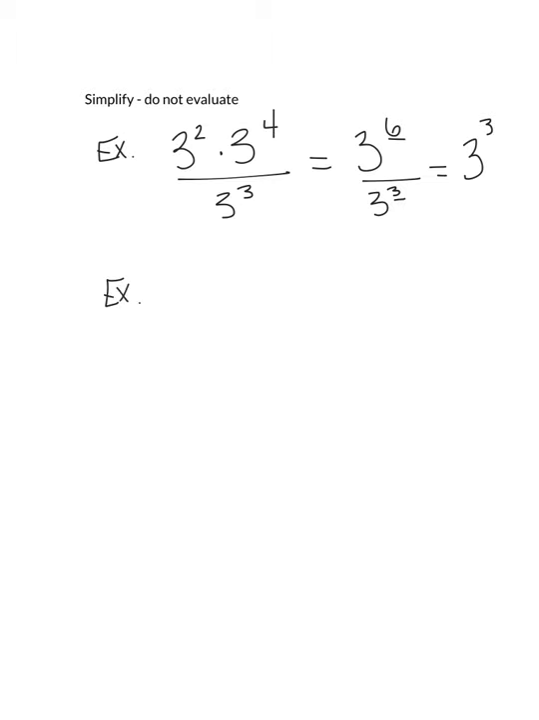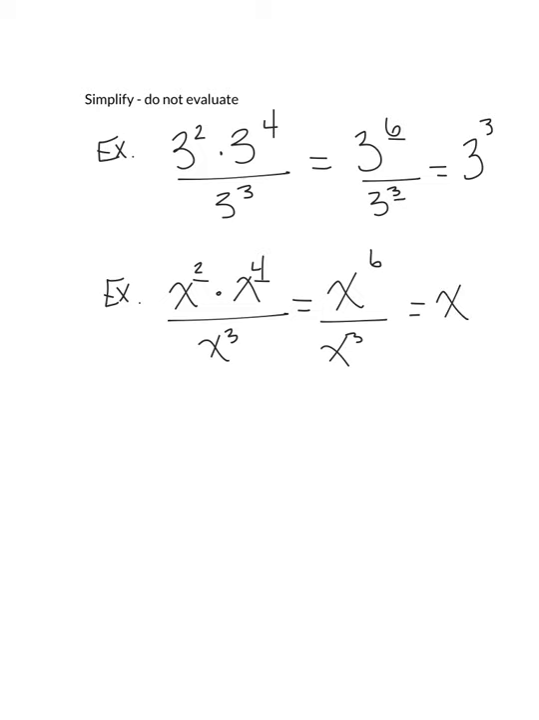My second example is going to be x squared times x to the 4 divided by x to the 3. I have two terms with a base of x, so I will be adding those exponents. So 2 plus 4 is 6. And then an x to the 6 divided by an x to the 3, I will be subtracting since I am dividing, and I will get an x to the 3.